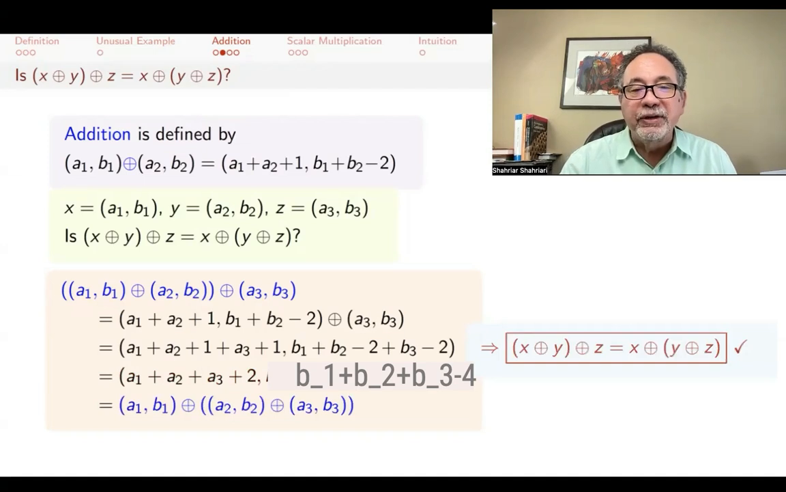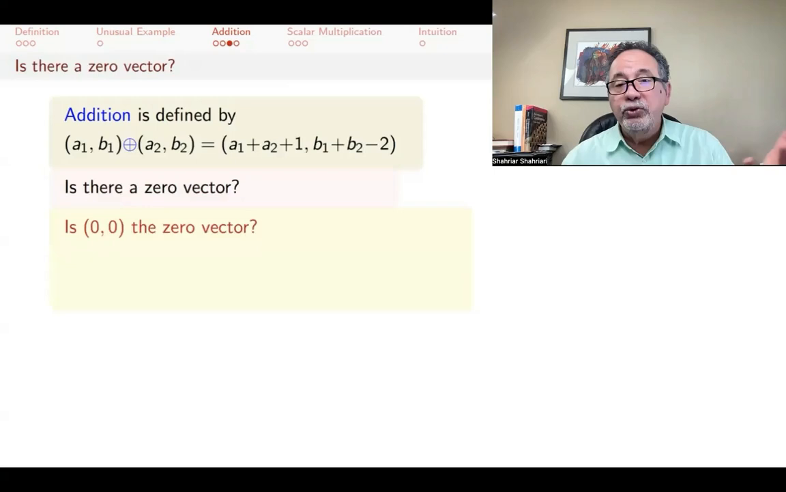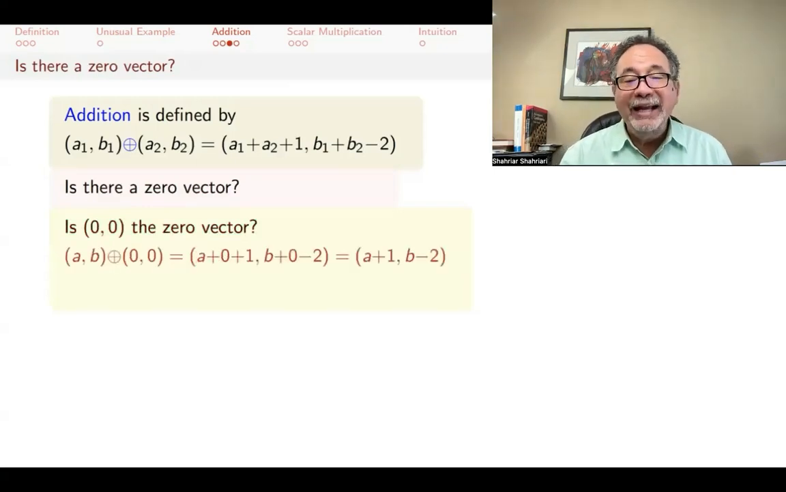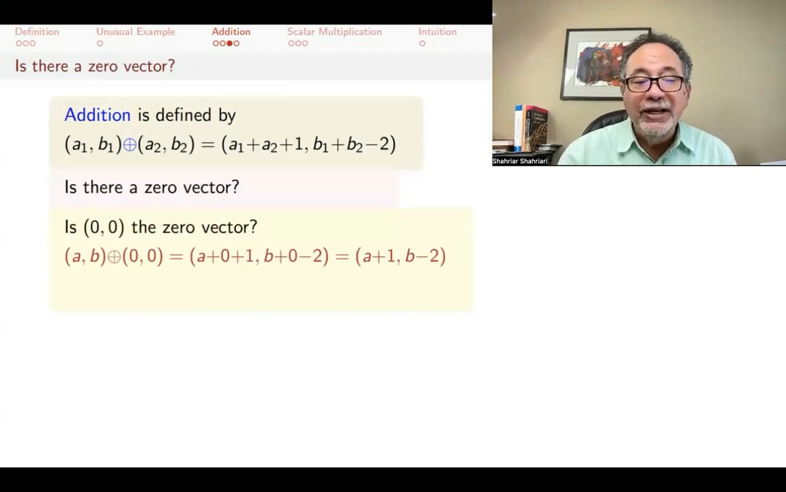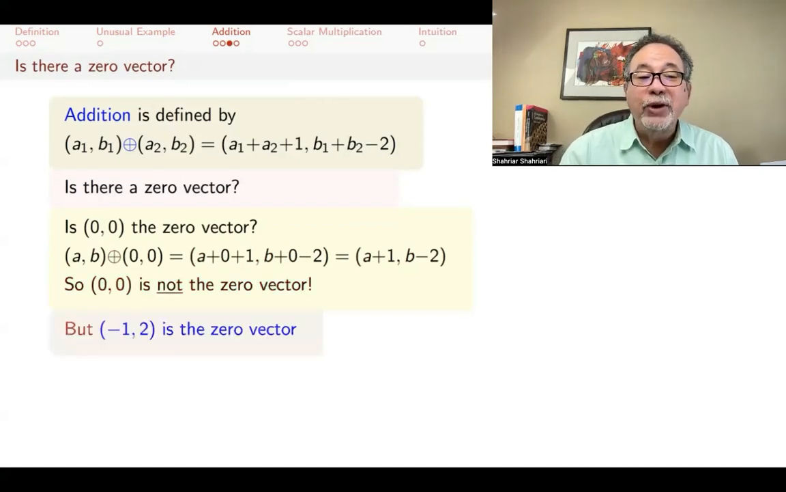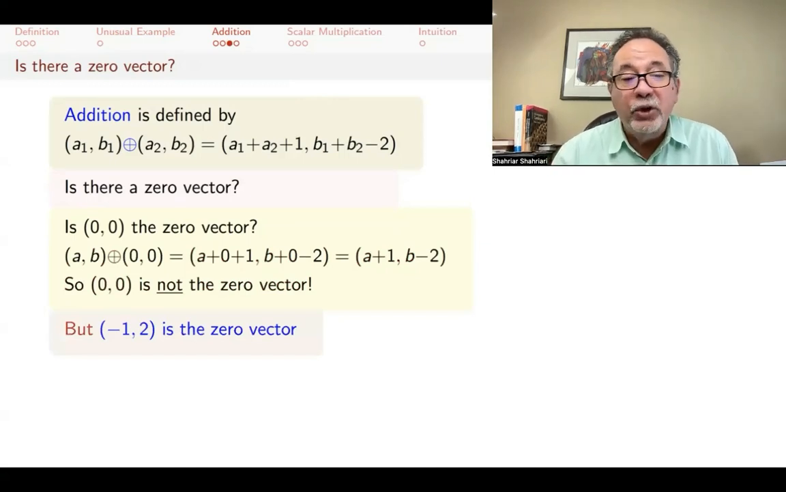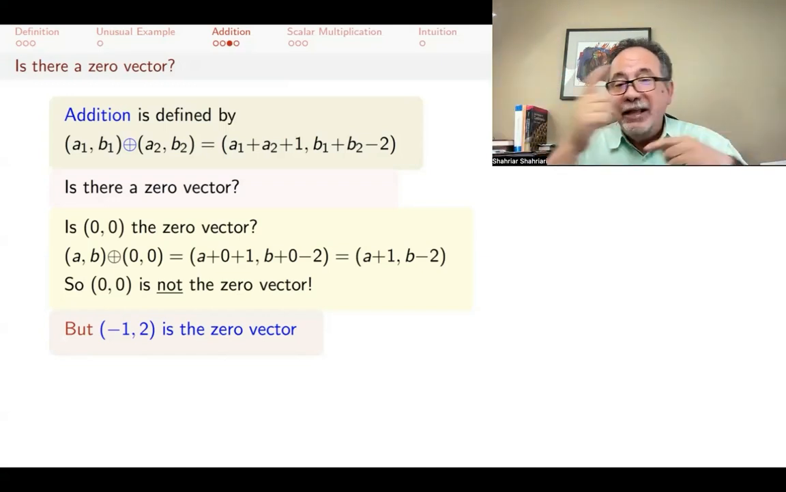I do have associativity. Is there a zero vector? We might say that maybe (0, 0), the guy who usually plays the role of 0, maybe that guy is the zero vector. But when we add (a, b) to (0, 0), we don't get (a, b) back. So (0, 0) is not the zero vector. The project might be doomed already. We might not have a vector space. But (minus 1, 2) actually is the zero vector. That's a very weird zero vector, but it is. How do I know? This guy's raising his hand and saying, I'm the zero vector. Don't look at (0, 0). It's me, not that guy.